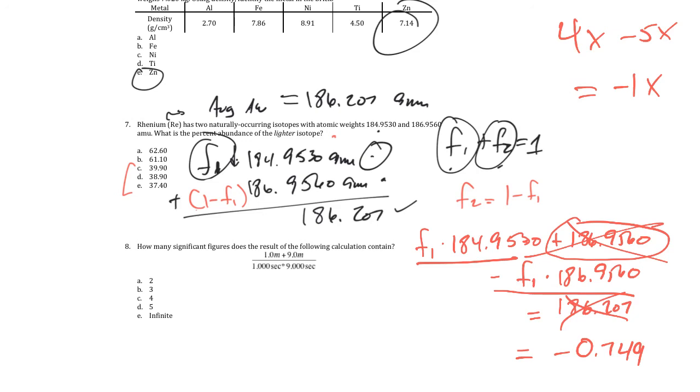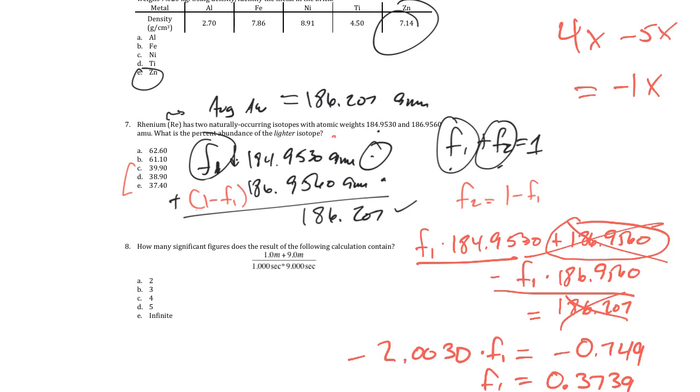So that's what we're going to do here. We're going to take 184.9530 minus 186.9560. Do that subtraction, so I get minus 2.0030 times F1 is equal to minus 0.749. So solve for F1: take minus 0.749, divide by the answer. Here I get a fraction, 0.3739.